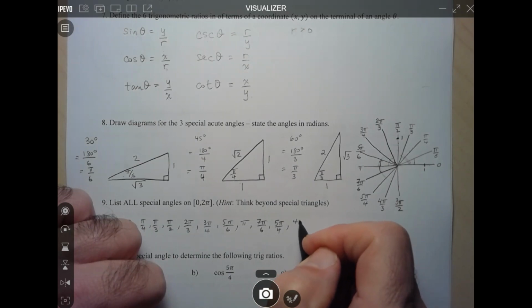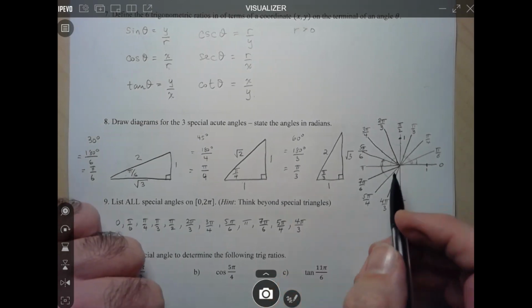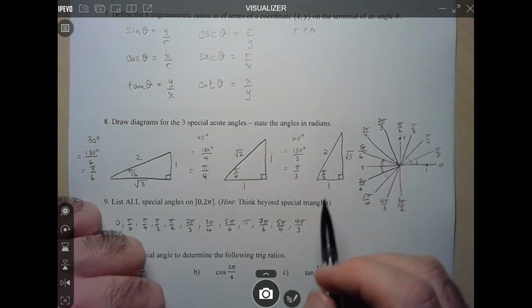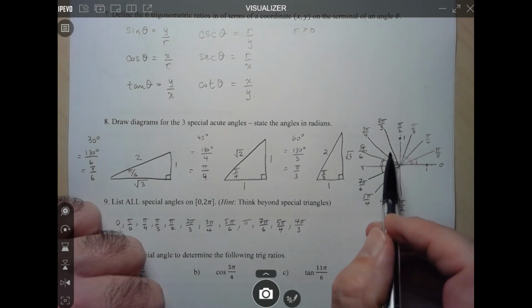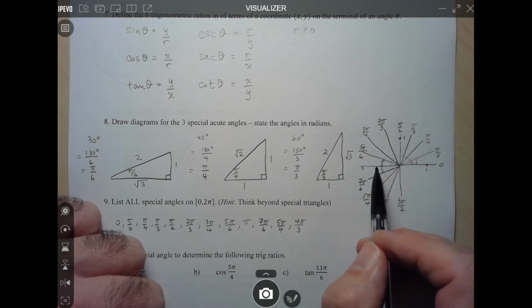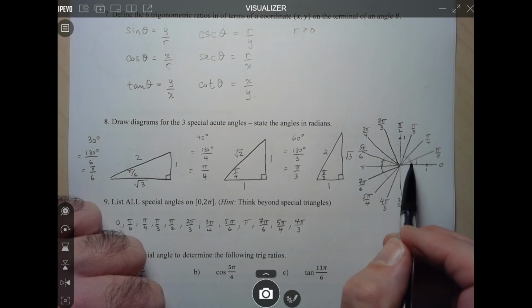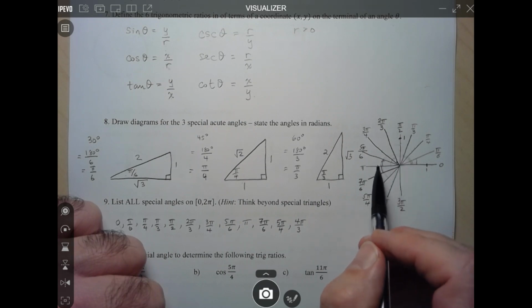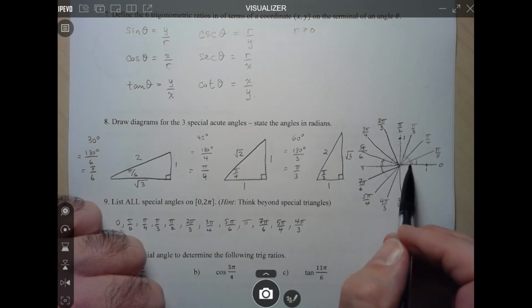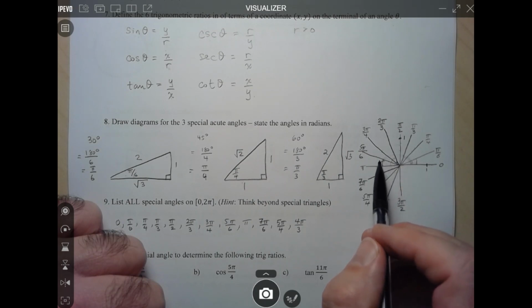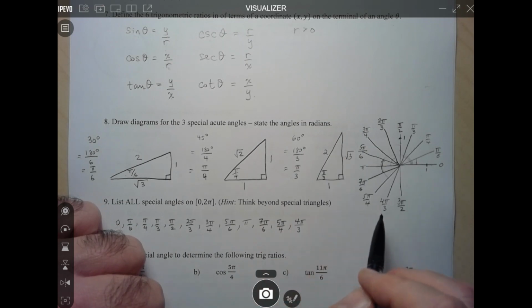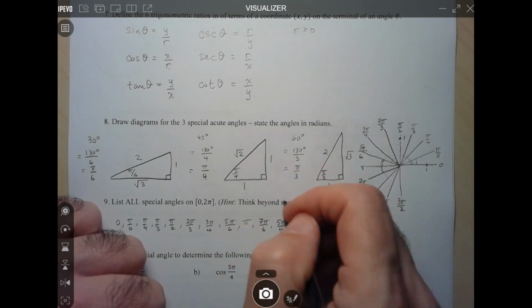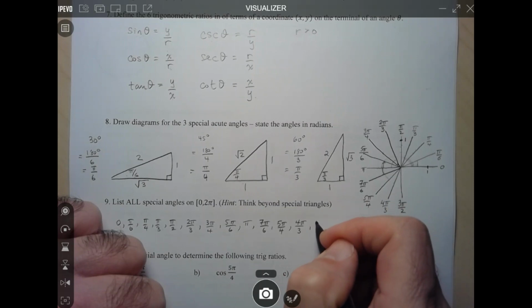What I want you to see is that I'm just working with different denominators. If I want to work with denominator 6, I think of pi as 6 pi over 6. If I want to work in fours, I think of this as 4 pi over 4. If I want to work in thirds, this is 3 pi over 3. And then of course my next one here is 3 pi over 2, which is like my 270.